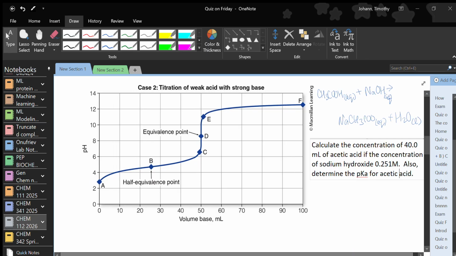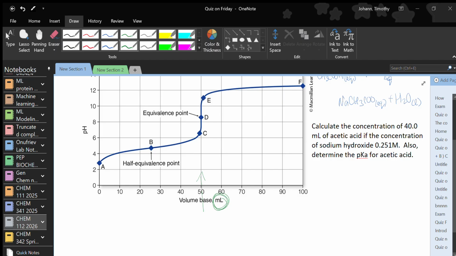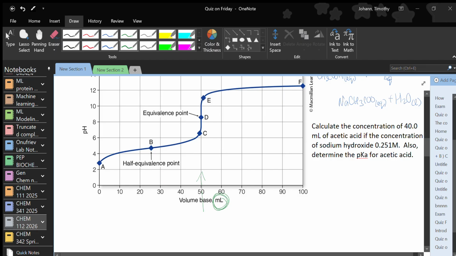All right, so once again we have acetic acid reacting with sodium hydroxide. Our equivalence point is once again at 50.0 milliliters. I'm reading this off the graph, okay? Unfortunately, from your book, probably all these will be 50. They're not always going to be 50, so please don't internalize the 50. If the equivalence point here was at 33, I'd have to use 33.